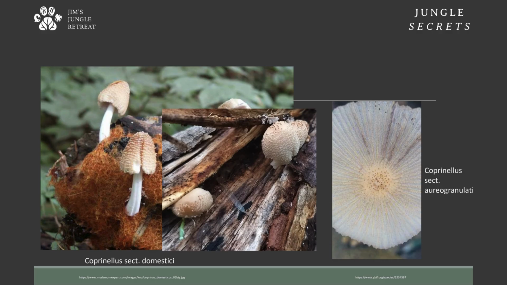While this mushroom has brown color caps, this one has the same brown color caps and brown color remnants. This mushroom over here has smaller remnants of the same size. Again, it is possible from the eye, but your eye needs to zoom in. Coprinellus section, granularity.